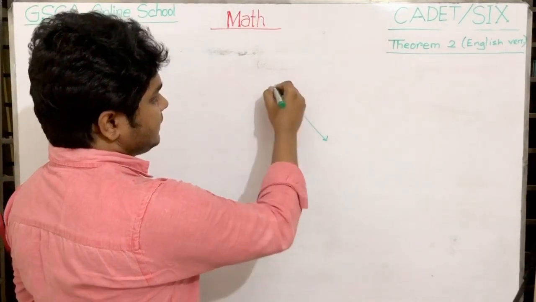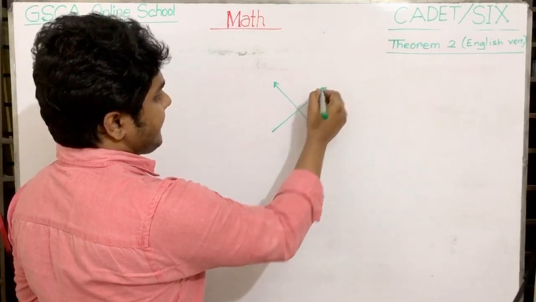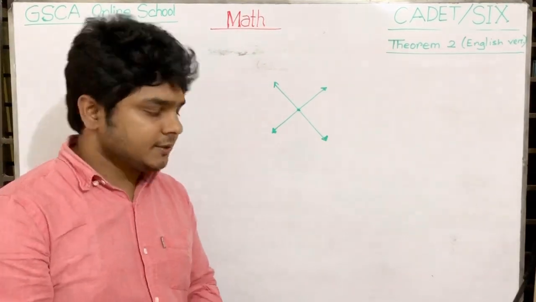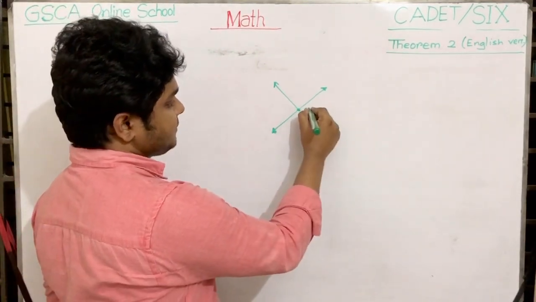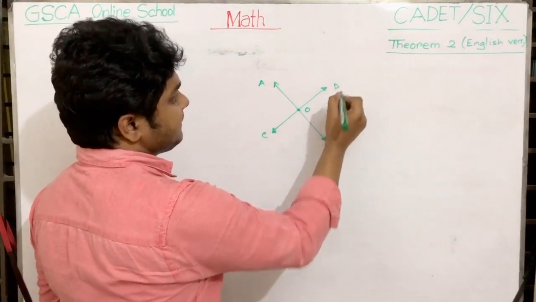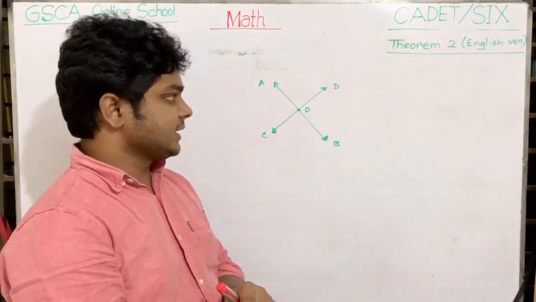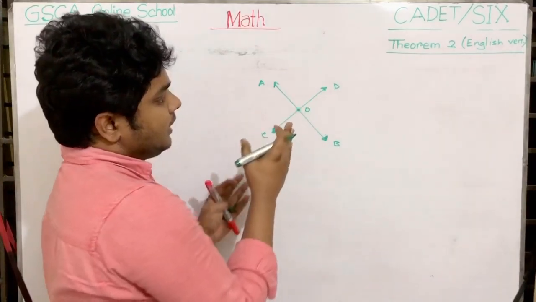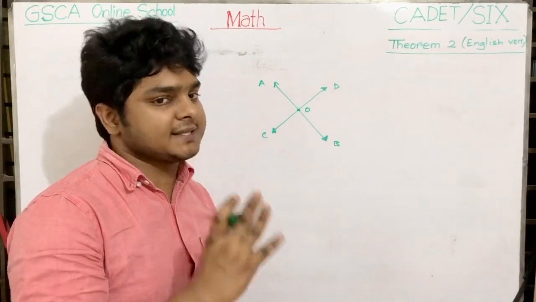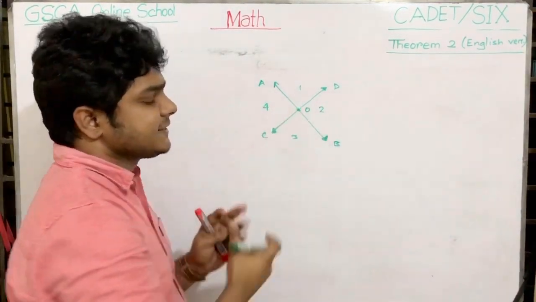We know that two straight lines can intersect only at a point. So this is the intersection point, and AB and CD are two lines. So what are vertically opposite angles? Here you can see, if two lines intersect each other at a point, four angles are formed. 1, 2, 3, 4. So four angles are formed.